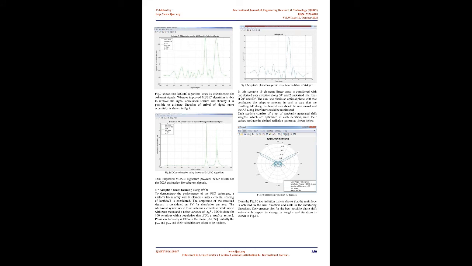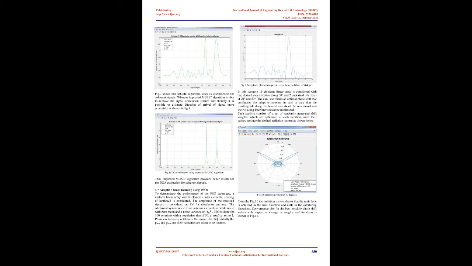4.6. Detection of coherent signals using the improved MUSIC algorithm. Let us consider an AWGN channel through which we are receiving two signals incident at angles 30 degrees and 60 degrees respectively, and these signals are coherent and not uncorrelated with each other. Other parameters remain unchanged. Thus the improved MUSIC algorithm provides better results for DOA estimation for coherent signals.